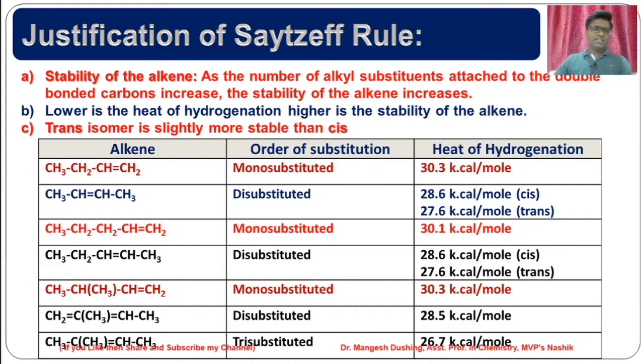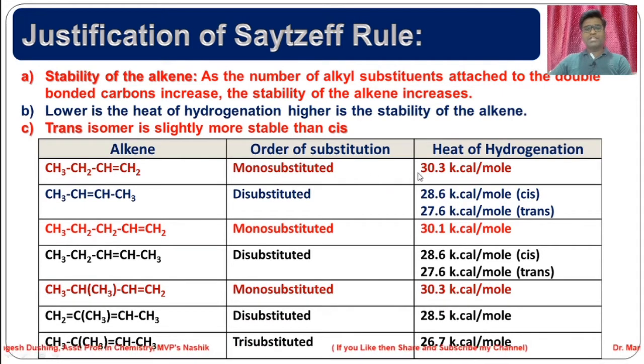For example, these are the alkene products. This is order of substitution, while this one is heat of hydrogenation. In first case, suppose this is 1-butene, this is 2-butene. So 1-butene is a monosubstituted, 2-butene is a disubstituted alkene.